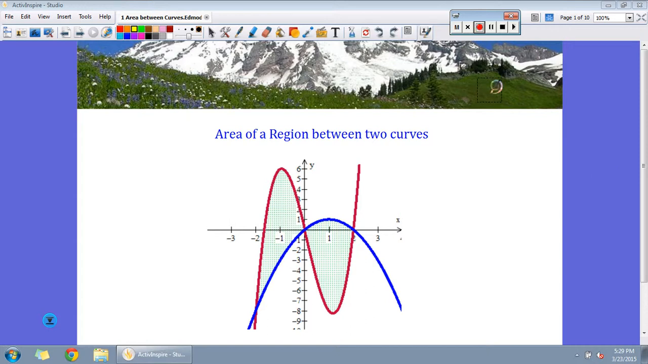This video is meant for Mrs. Rose's AB Calculus class, and it is the introduction to Unit 6, and we're going to start with the area of a region between two curves.